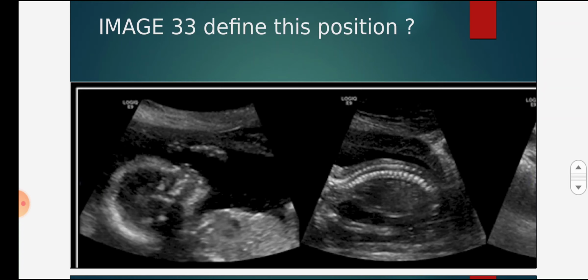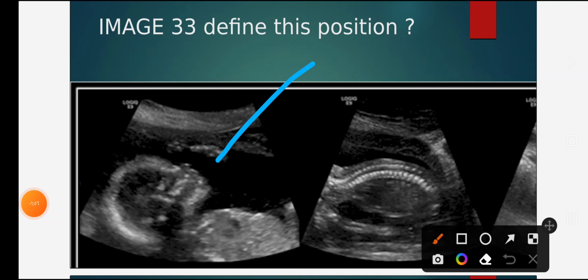Image number 33. Define this position. The position is the sagittal view. Other than this, the coronal view shows the spine vertebra.